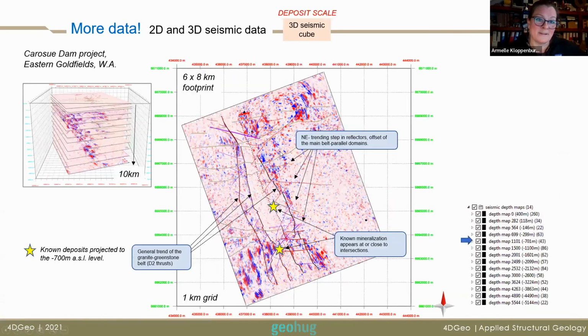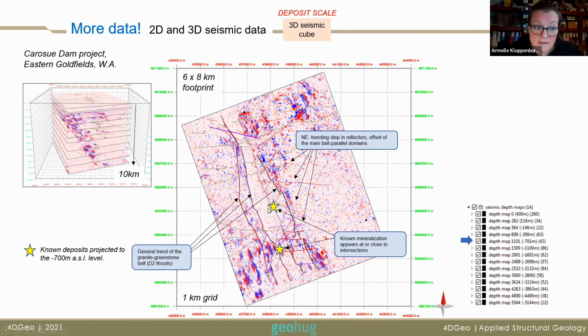Okay. Now zooming in, an example closer to home. This is a three-dimensional seismic cube from the Karasu Dam gold project in the Archaean granite-greenstone belt in the eastern goldfields in Western Australia. Here you're looking at a horizontal slice through it. It's a 6 by 8 kilometer footprint, and that's a kilometer grid behind it. You're looking at a slice that sits at about 700 meters below sea level.